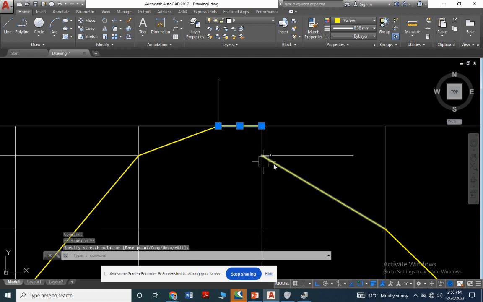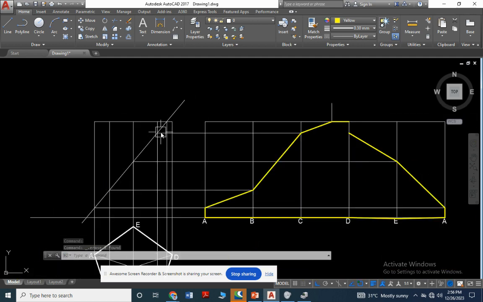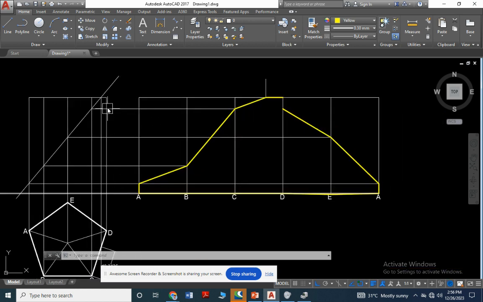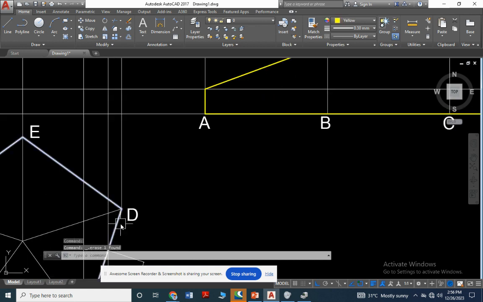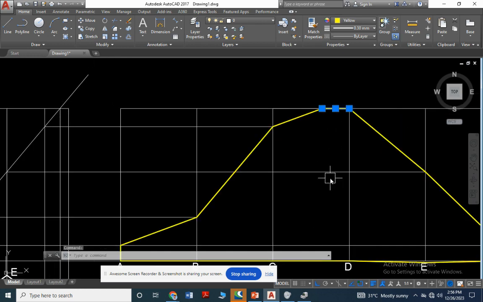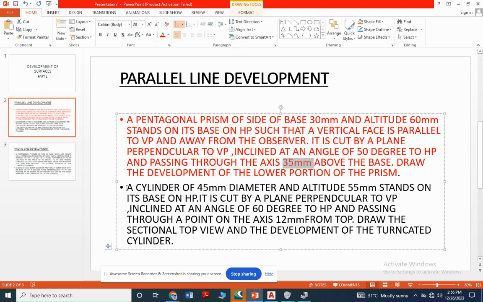Sorry, here a vertical line before the dimension, and D also there. D to E. This is one. The remaining portion C to D, because it is parallel. So the cutting line is here. This is our parallel line development for the first problem.